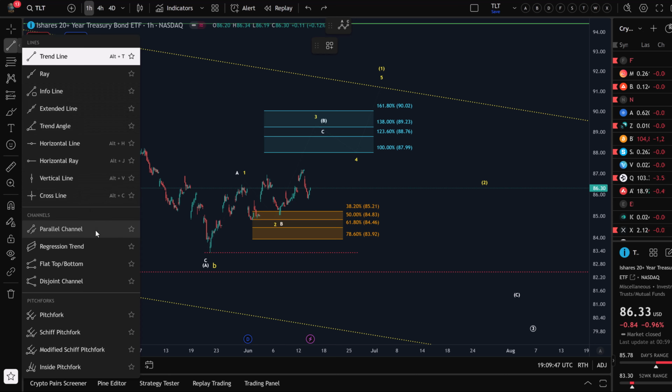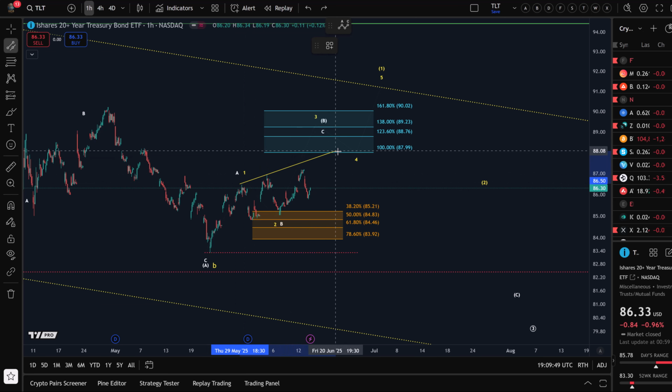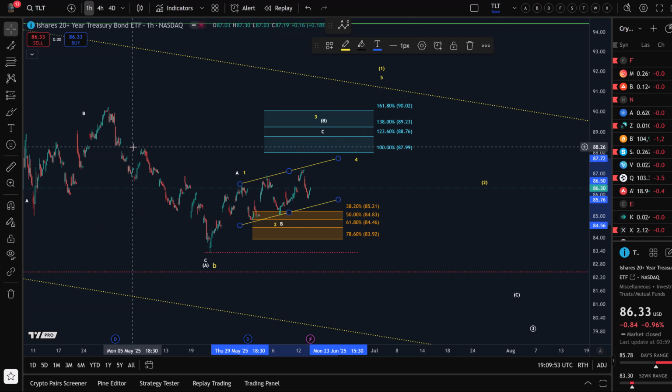Let's try that. We connect these previous swing highs, and you see this does look a little bit like a trend channel. So what I need to see really is a break above this trend channel's upper boundary line for further confirmation that we are actually moving up in a directly bullish scenario.